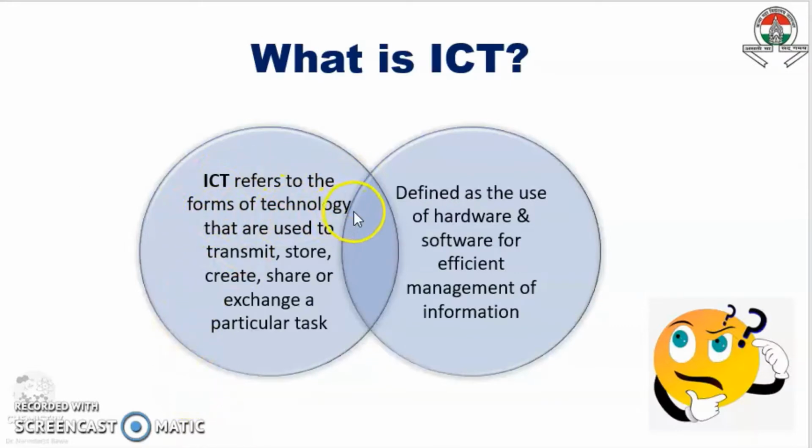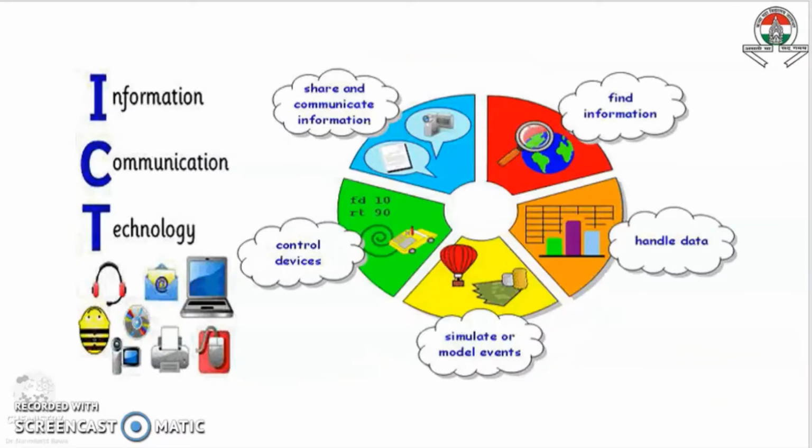What is ICT? ICT refers to the forms of technology that are used to transmit, store, create, share or exchange a particular task. And it is also defined as the use of hardware and software for efficient management of information. So, information communication technology: share and communicate information, find information, handle data, simulate or model events, and control devices. So this is just an outline of the information communication technology.